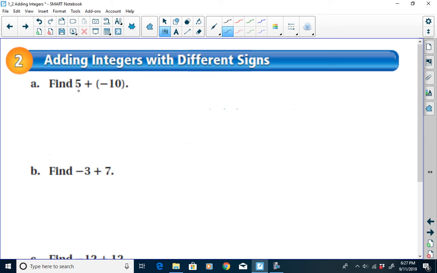We have 5 and negative 10. I subtract their absolute values because these are opposite signs, right? I have to determine first when I'm adding integers whether the signs are the same or the signs are opposites. Here the signs are opposite, so I subtract. That's going to give me 5. But I take the sign of the higher absolute value number, so negative 5 would be the sum of 5 and negative 10.